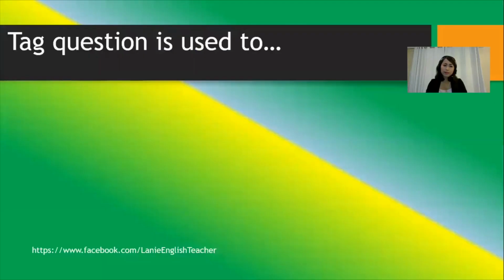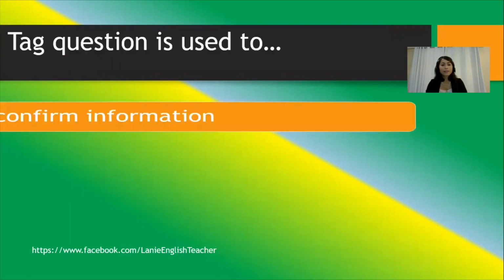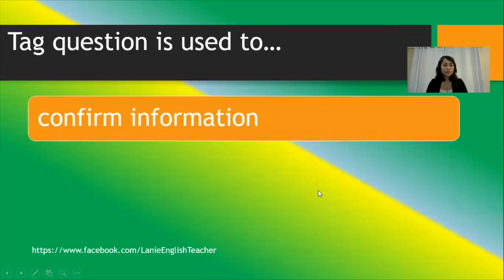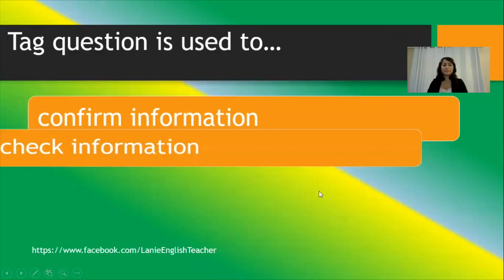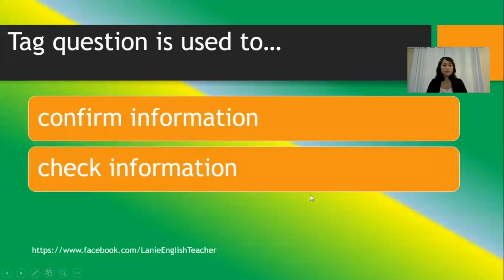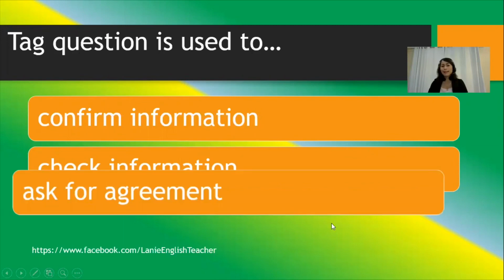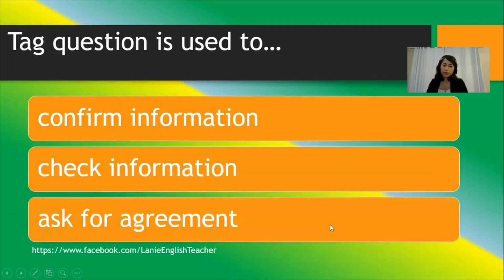What is the use of tag question? What do you think? Tag question is used to confirm information. It is also used to check information. And lastly, it is used to ask for agreement.